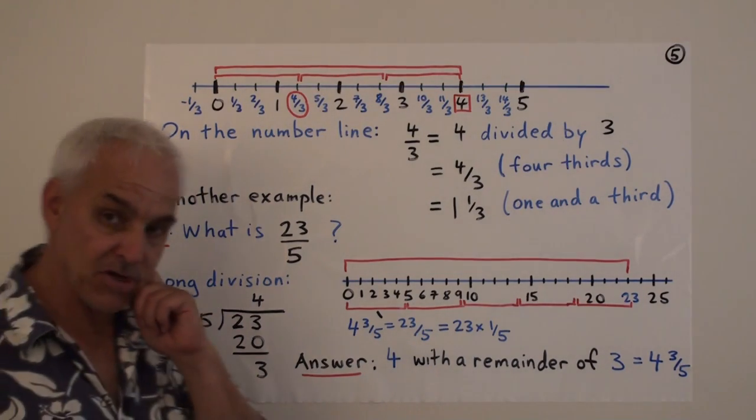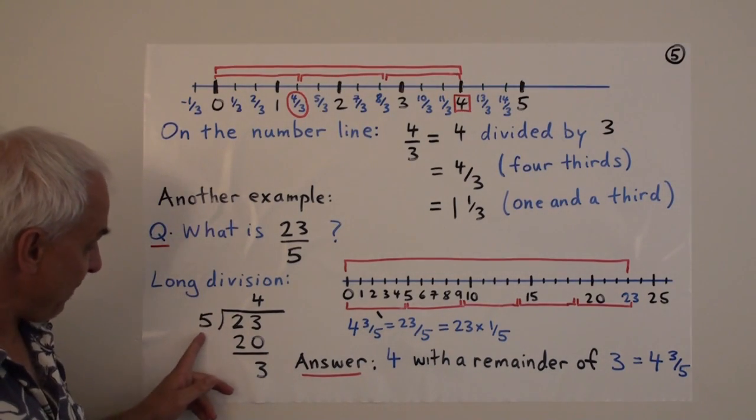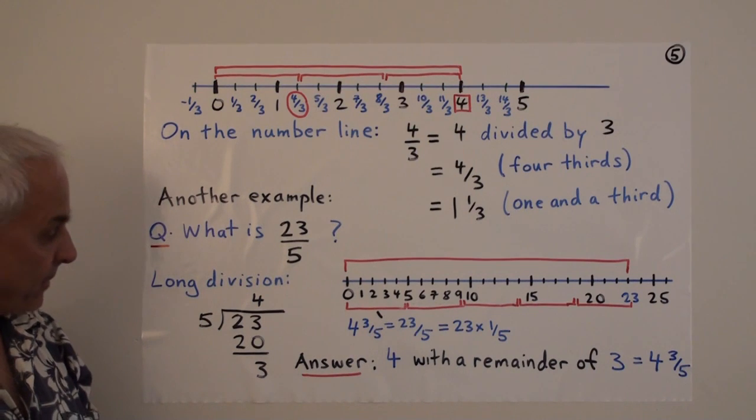Okay, how do we do this long division? Well, we want to know how many 5s go into 23.